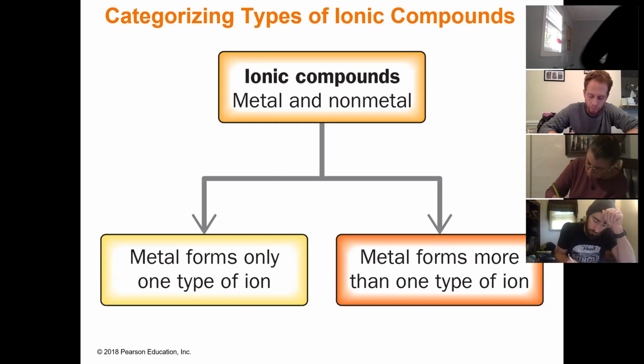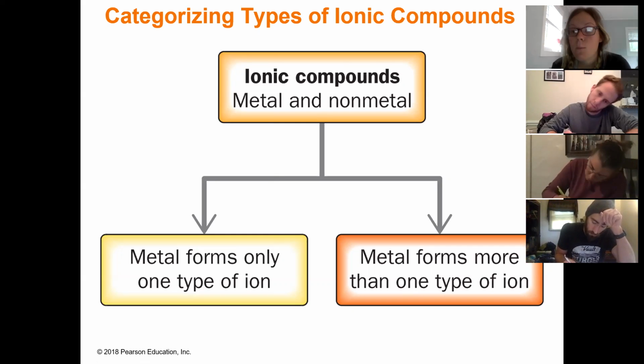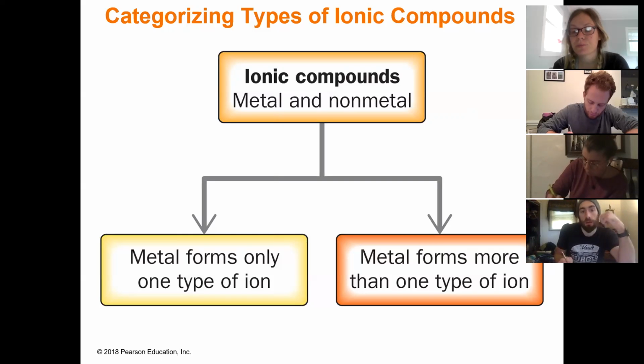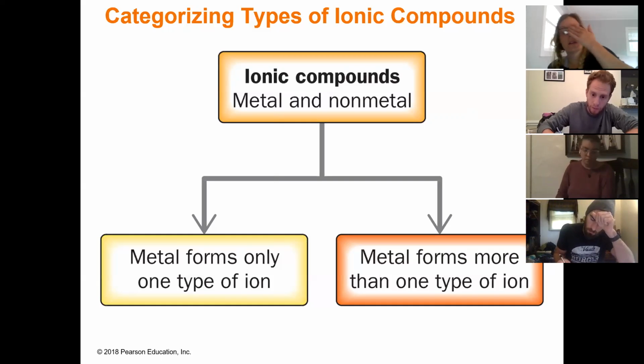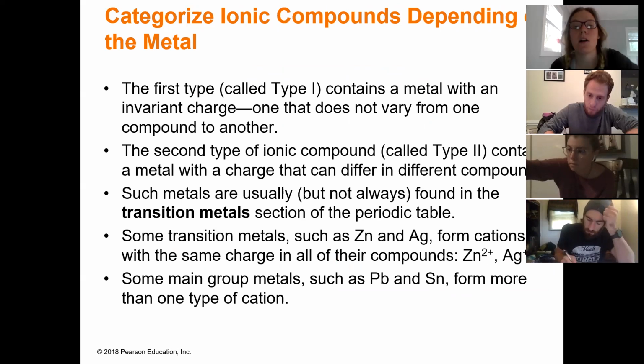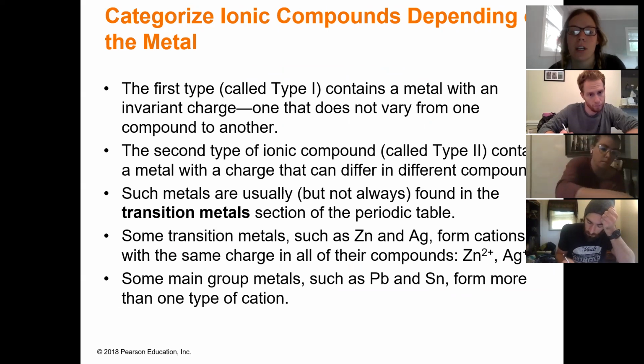All right, so remember that the predictable charges for metals are going to be the things in column 1 and in column 2, aluminum in column 3, and then we've got that zinc and silver, right? All the rest of them are going to have unpredictable charges. So let's start with the easier one, if it has a predictable charge. The first type, called type 1, contains a metal with an invariant charge or a predictable charge. Second type has a variant charge, usually the transition metals.